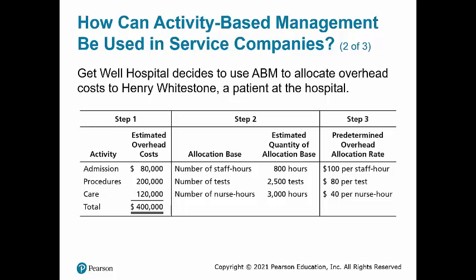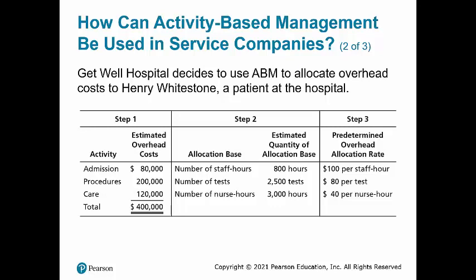In step 2, they identified the allocation base. Remember, the allocation base should be the primary cost driver of the indirect cost. In step 2, they also have to estimate the quantity of the allocation base. For admissions, they identified staff hours and estimated 800 hours as the allocation base. For procedures, they chose tests and estimated 2,500 tests would be conducted. For care, they decided to use nurse hours and estimated 3,000 hours.